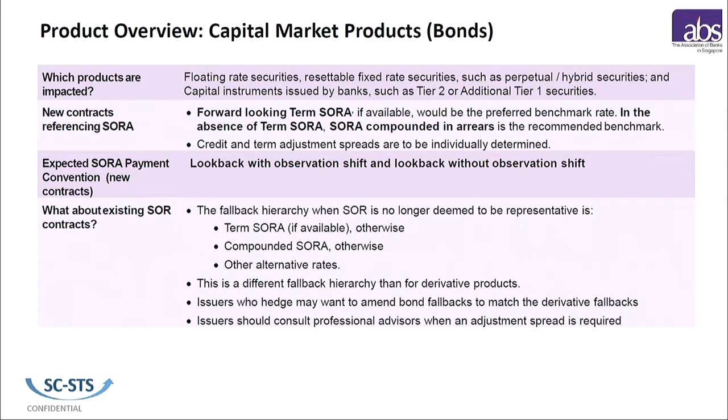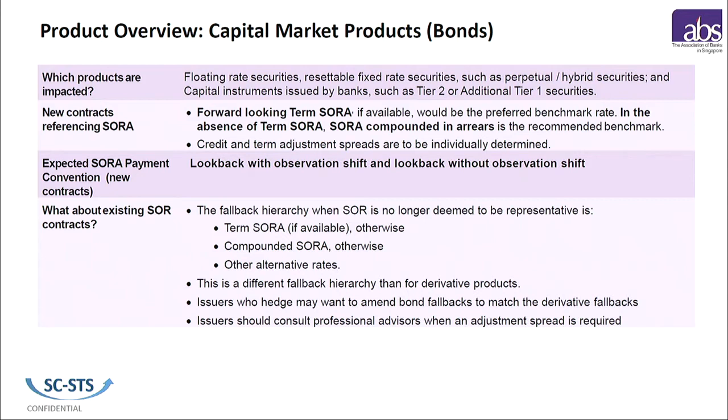For existing legacy bonds that are impacted, that have been issued under SOR, the fallback hierarchy when SOR is no longer available will be term SORA if that's available. Falling next would be compounded SORA in arrears, and also other alternative rates where the market can find comfort and credibility in using.